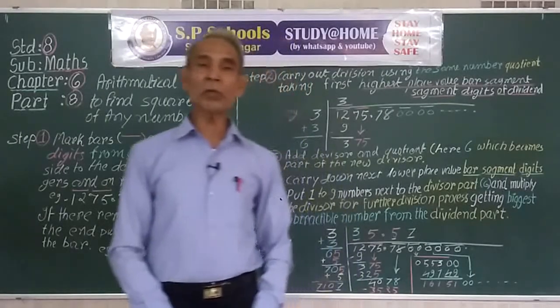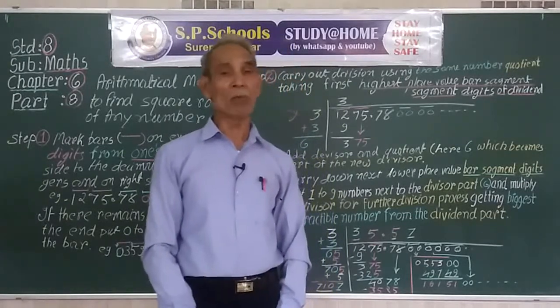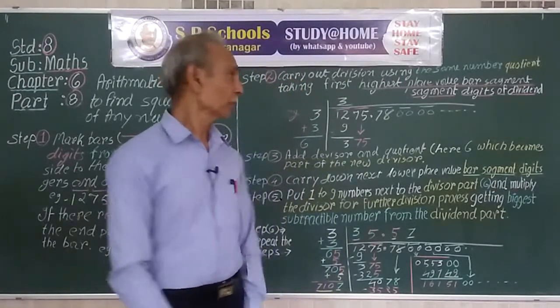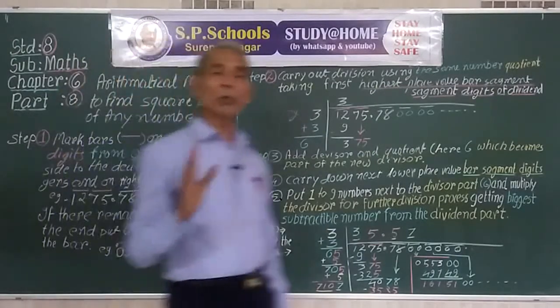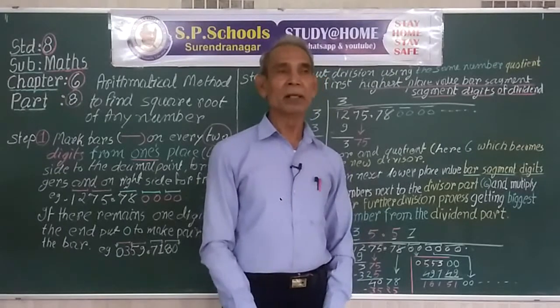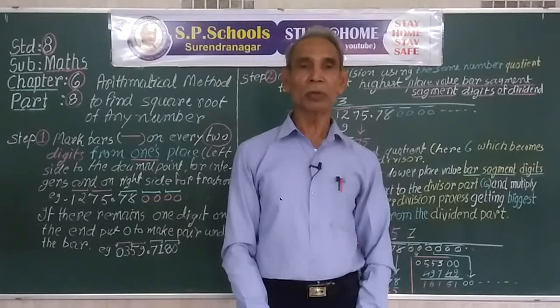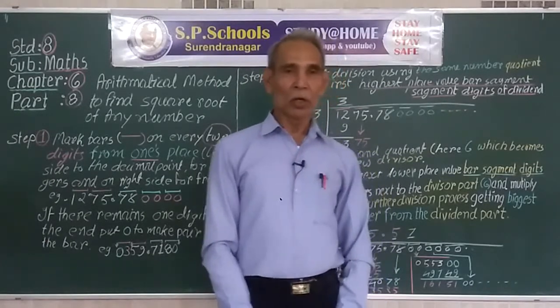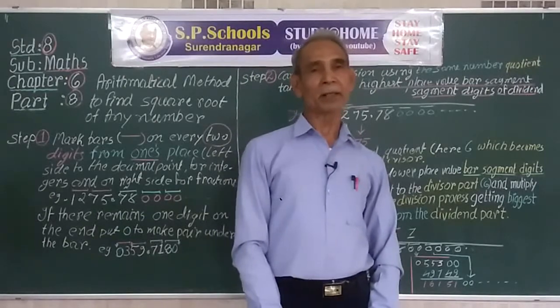The irrational roots cannot be expressed in exact decimal form. Suppose root of 10, we have to write square root 10 like that, but the decimal value of that square root is not ending, neither recurring.